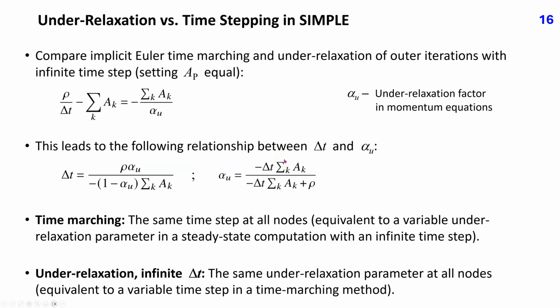In the case of time marching, we have the same time step at all nodes, which is equivalent to a variable under-relaxation factor in steady-state computation with an infinite time step. If we use under-relaxation and an infinite time step, then the under-relaxation parameter is the same at all nodes, which is equivalent to a variable time step in a time marching method. In lecture 19, we shall compare the two approaches. Which one is more efficient is problem dependent.